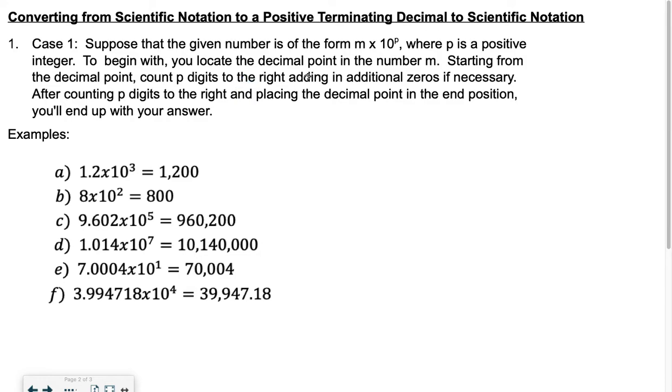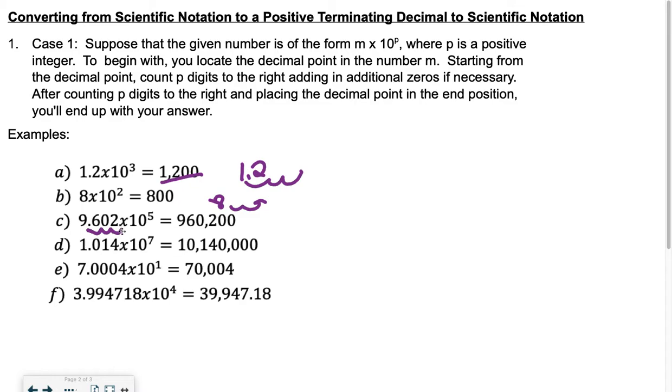Suppose that you're given a number in scientific notation and you want to write it in decimal form, or a terminating decimal. If my exponent is positive, it's going to swing me out to the right. So I start with 1.2. I'll work it out on the side here so you can see. 1, 2, 3, 1200. 8, 1, 2, 800. Remember, these empty spots get zeros.